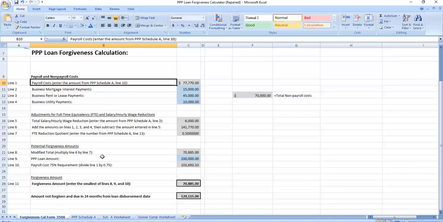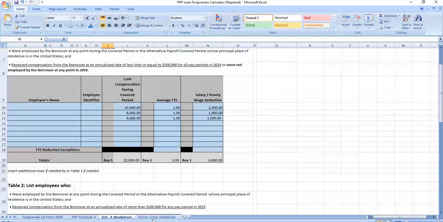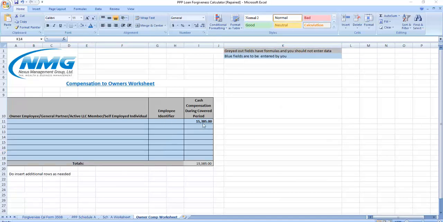So we understand that for the main application, Schedule A needs to be completed, and for Schedule A to be completed, we need to complete the worksheet. And of course, the amount for the owner's comp cannot exceed 15,385, which is equivalent to calculating it at $100,000 per year for the 8 weeks period.